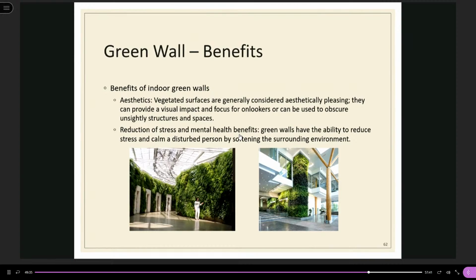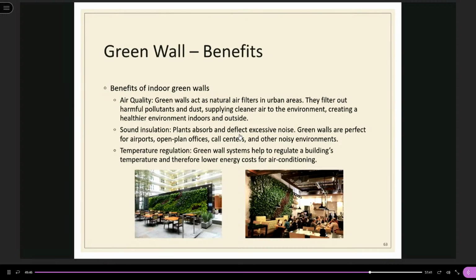And for indoor green walls, aesthetic, so it looks good, and it reduces stress and has mental health benefits. Improve air quality, sound insulation, okay, and temperature regulation. So green walls can regulate the building's temperature. So it means that it can absorb the heat, and therefore it can lower the energy cost for the air conditioning system.